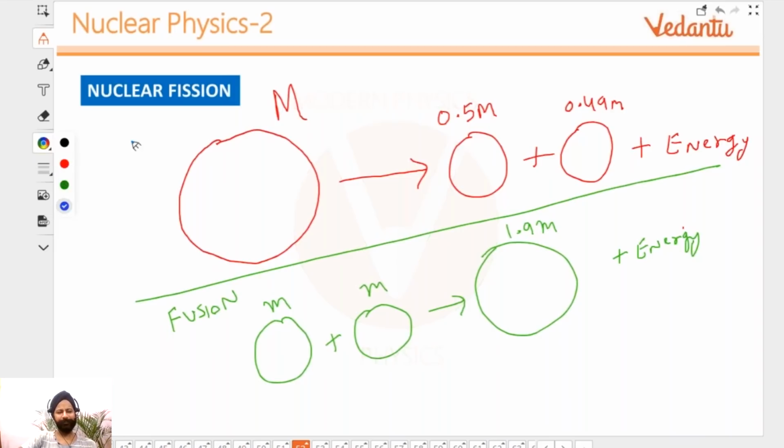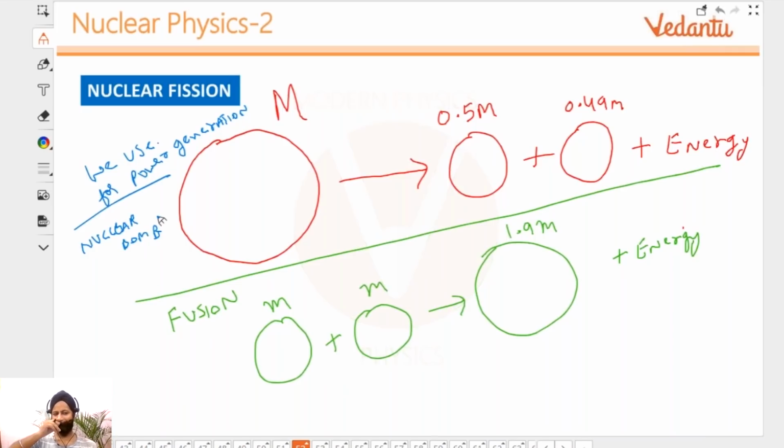This is what we use. We use nuclear energy. When we talk of nuclear energy, this is what we use for power generation. So when we say there is a nuclear power plant, we are talking of nuclear fission actually. Destructively, this is also the nuclear bomb. Hiroshima, Nagasaki. This is the nuclear bomb, destructively. Now this is what the sun uses.